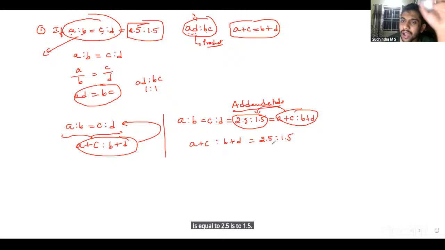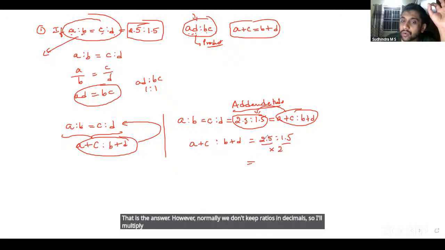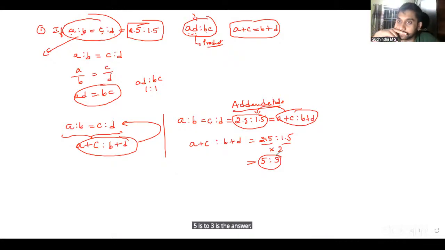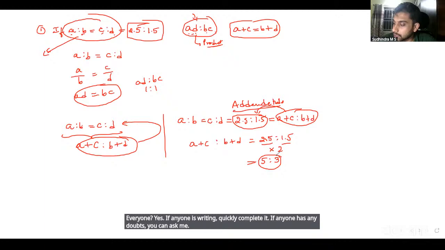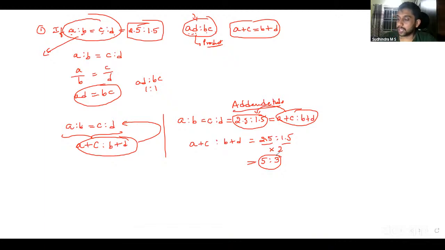That's the answer. However, normally we don't keep ratios in decimals. So I'll multiply this by 2. 2.5 into 2 is 5. 1.5 into 2 is 3. 5 is to 3 is the answer. Are we clear? Yes, sir. If anyone is writing, quickly complete it. If anyone has any doubts, you can ask me. No doubts? All clear?